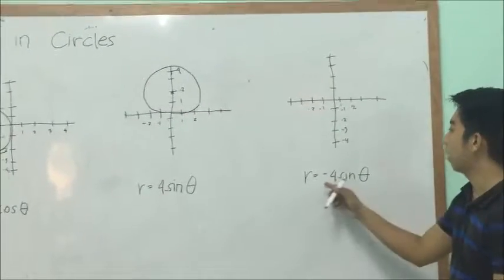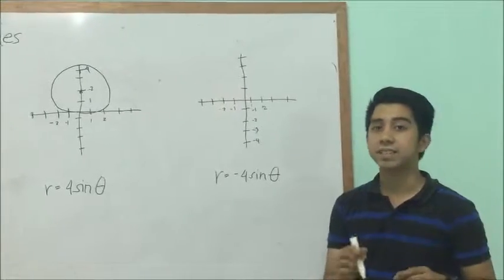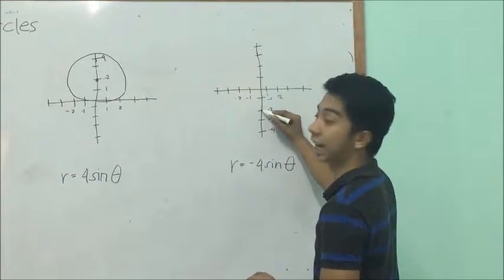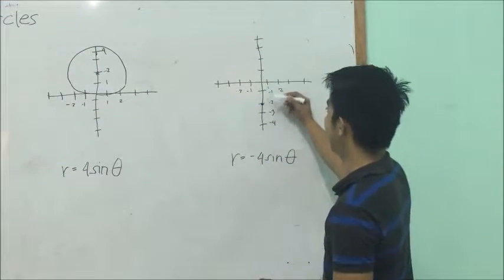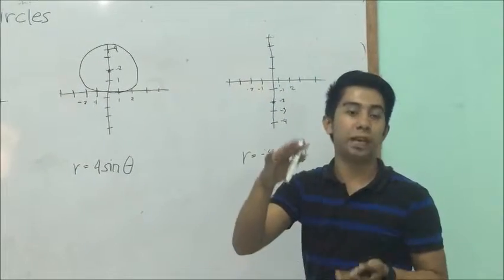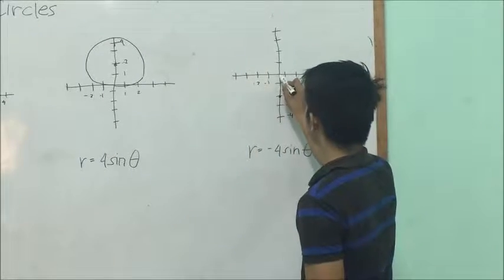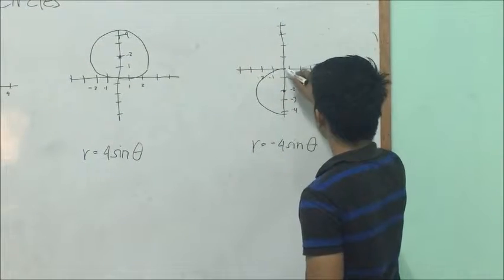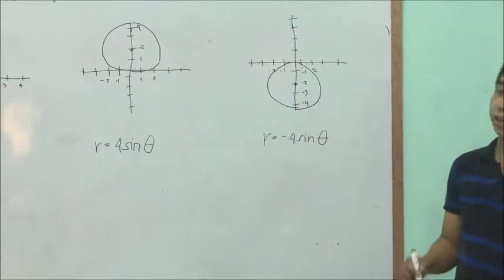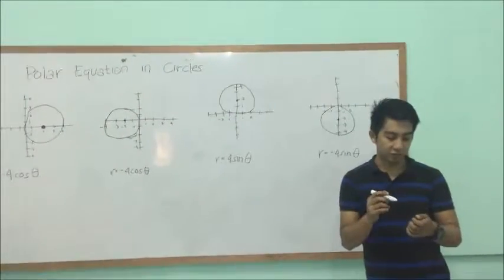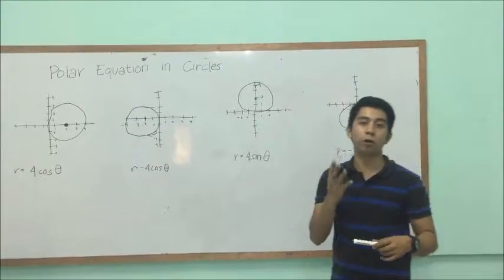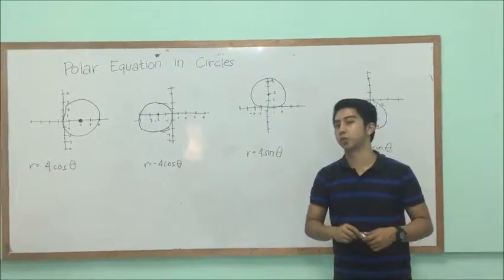And the last is r equals negative 4 sine theta. Since it is negative, we can put it on the lower side of the graph. So we can put our center at negative 2. And then we can create our circle. It should be aligned with the 2 on the side, so it should be equal on all 4 sides. And this is r equals negative 4 sine theta. So these are the 4 types of polar equations in circles. There are many types of polar equations in circles, but I discussed only these 4 main types. That's all.